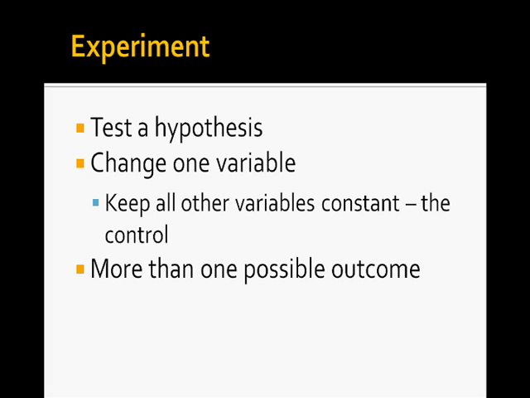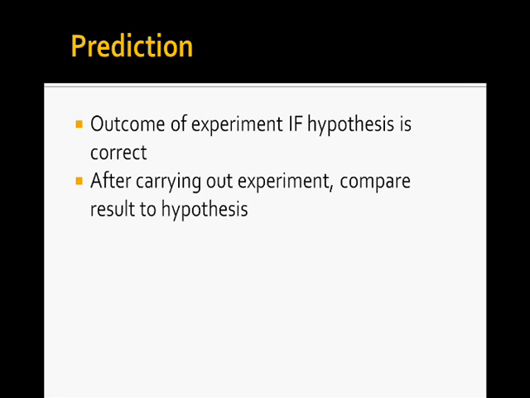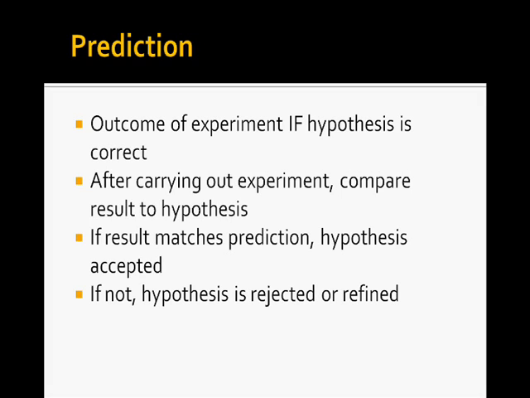Once you've devised your experiment, you need to come up with a prediction. A prediction is the outcome of the experiment if your hypothesis is correct. After you carry out the experiment, you compare your results to the hypothesis. If your result matches your prediction, then you've got reason to accept your hypothesis. But if it doesn't, then you have to either reject or refine your hypothesis.